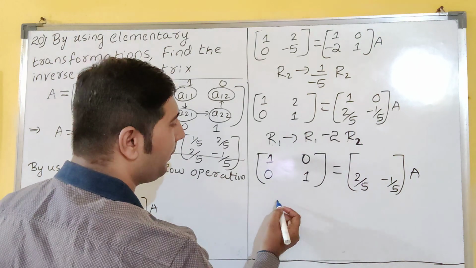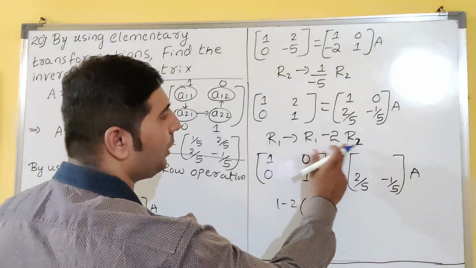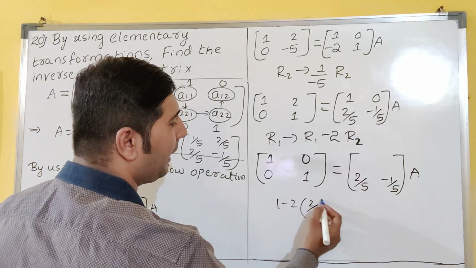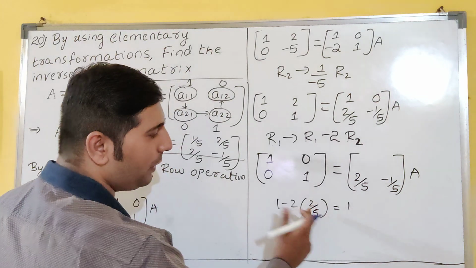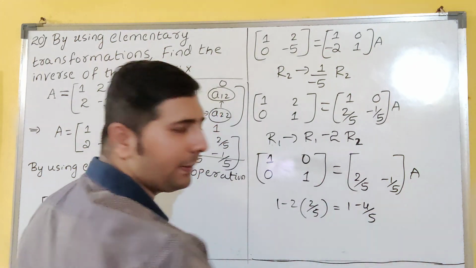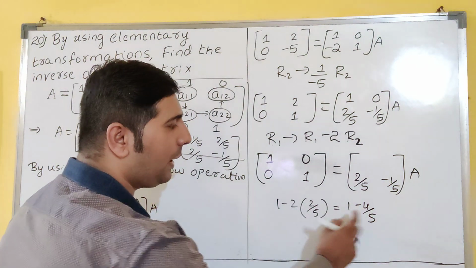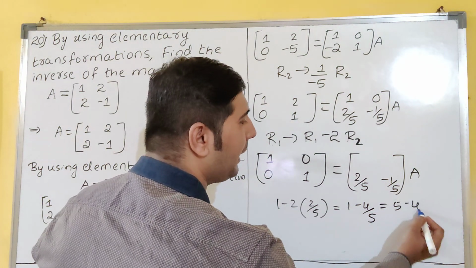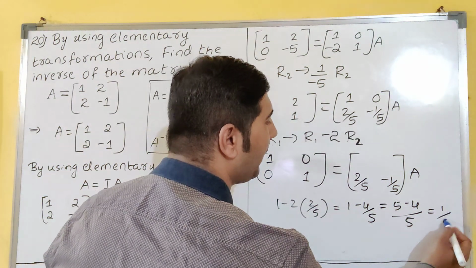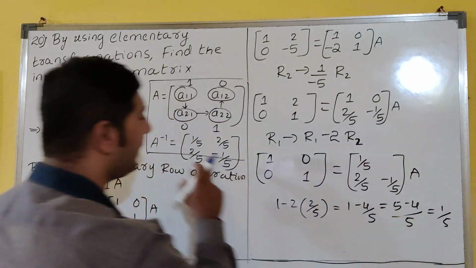So R1 is how much? 1 minus 2 into R2, and R2 is 2 by 5. How much will we get, you see? Minus 2 into 2 is minus 4 by 5. Clear? 5 into 1 is 5, so 5 minus 4 by 5. How much will you get? 1 by 5 or not? Can you see 1 by 5 is there or not?